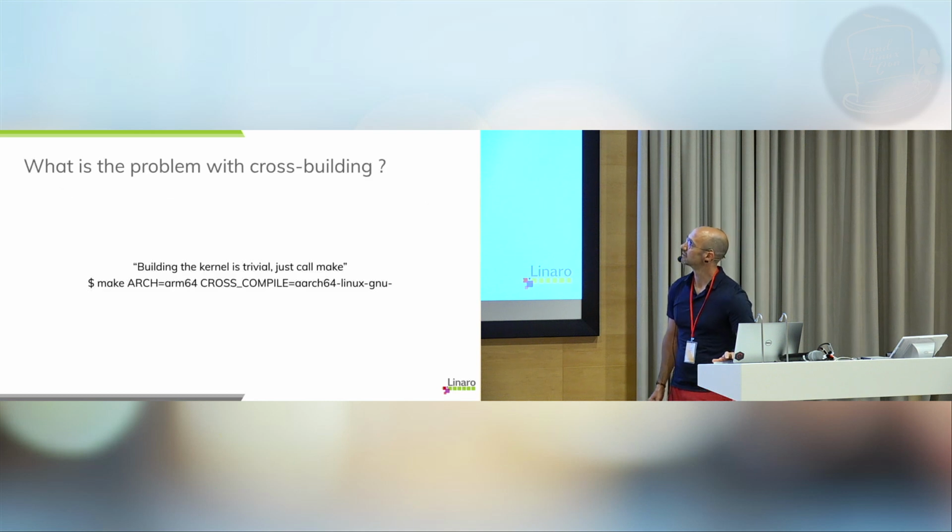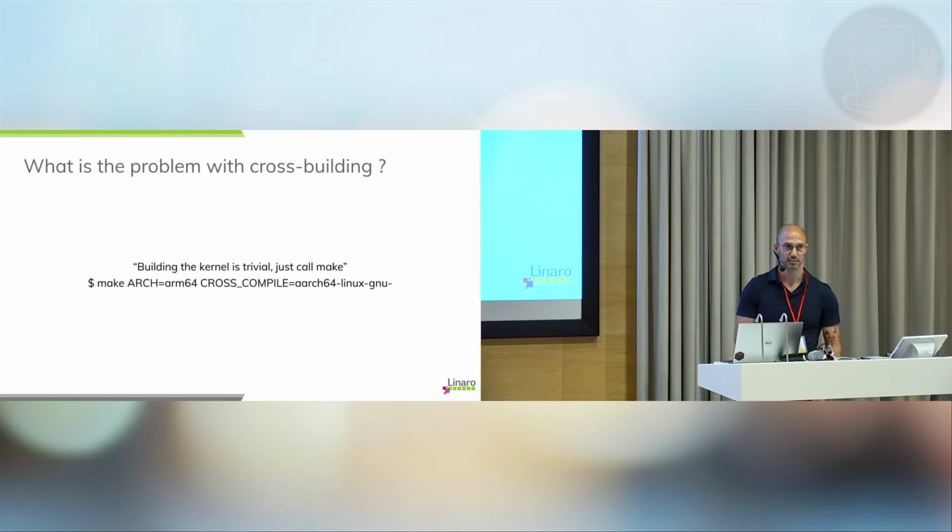But let's start. What's the problem with cross-building? It's just use make. That would be easier, right? But it's not that simple. Since we do a lot of builds, there are bugs in the kernel. We find regressions. That's the mission, to report back to the community.